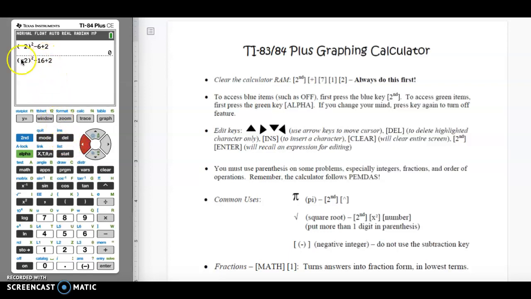6, instead of clearing out this whole equation and having to type it out again, I could just hit the delete button, and that will delete whatever my cursor is currently on. So that's pretty nice. It deletes just one part of your entry. Of course, if I wanted to clear this out and just start all over, I could do that, and if I press clear one more time, that will clear my entire screen. So those are some nice editing tools that save you a little bit of time.